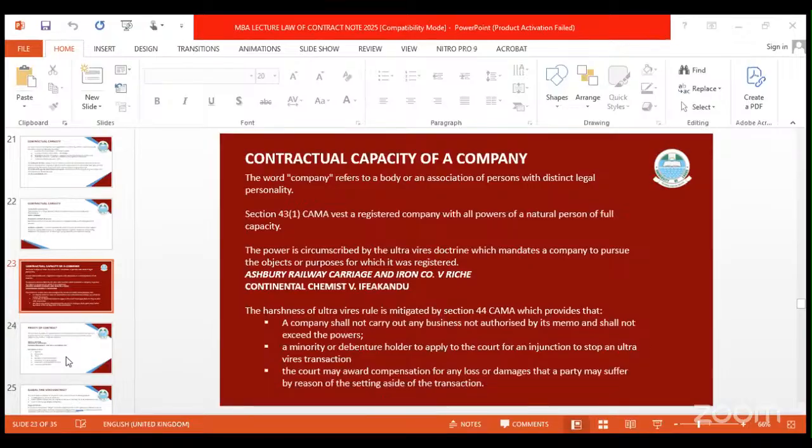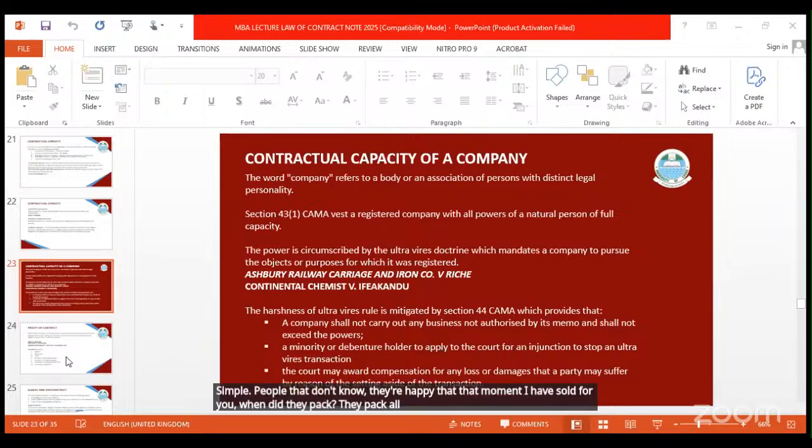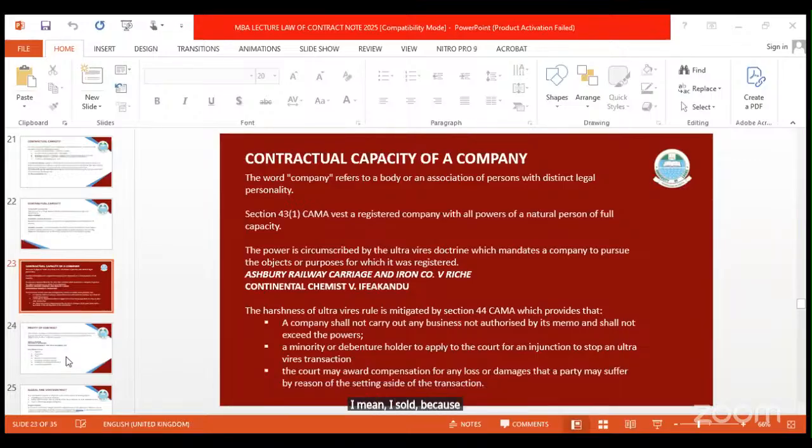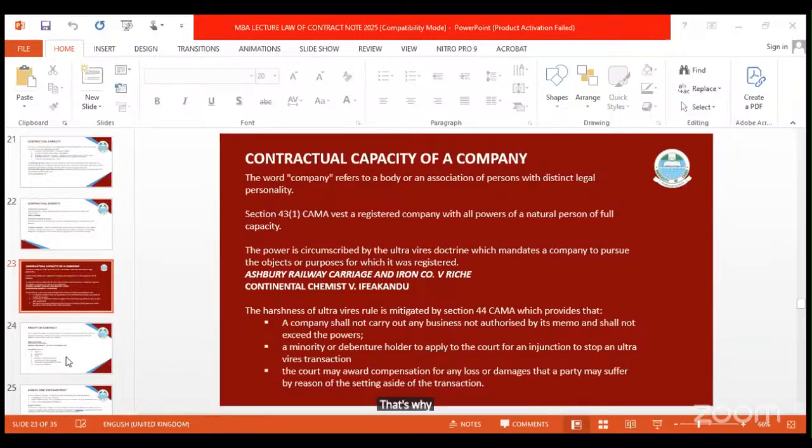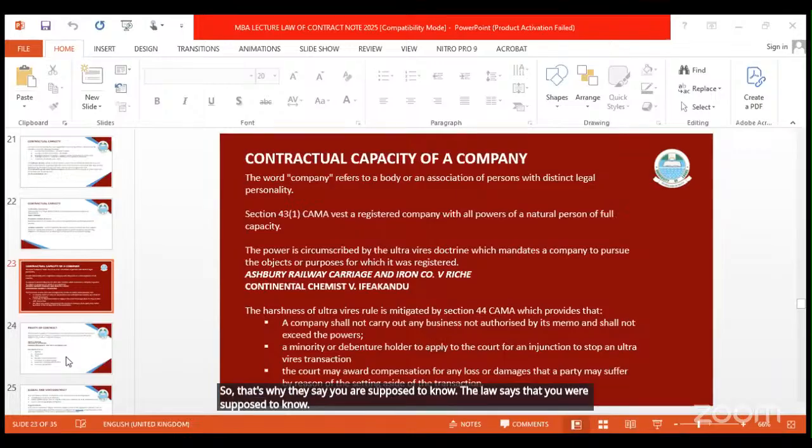Because they don't know, they're happy that they have sold, when they pack all the goods and give them to one man for just 100 naira. They're happy that they sold the whole shop for 100 naira. They don't know all those things. That's why the law will not protect you. They will go after you. That's why they say you are supposed to know. The law will say you are supposed to know. It becomes a big problem for you.